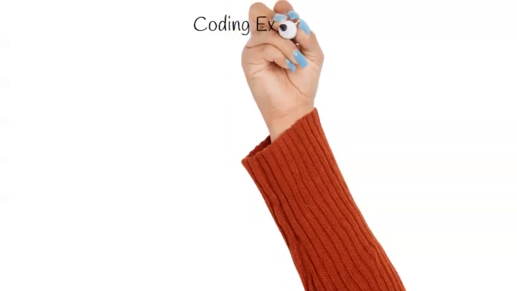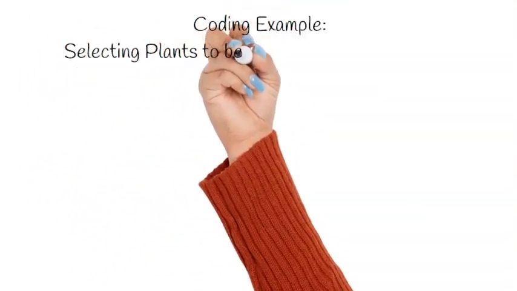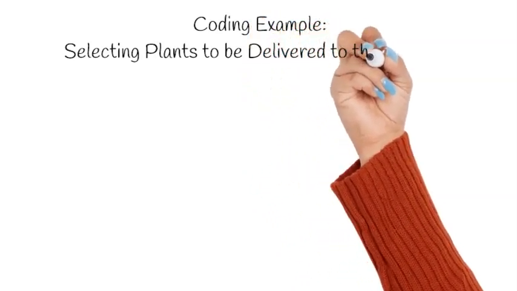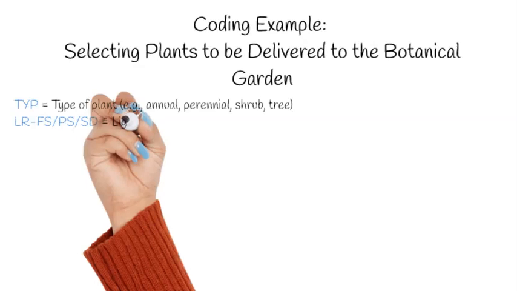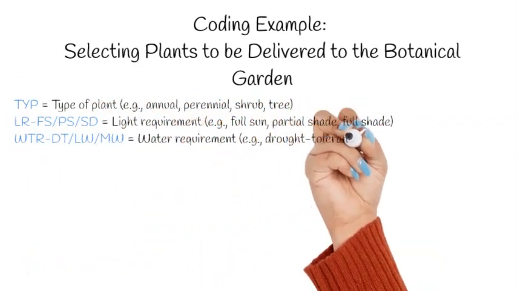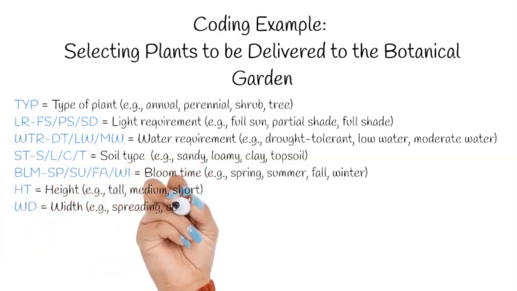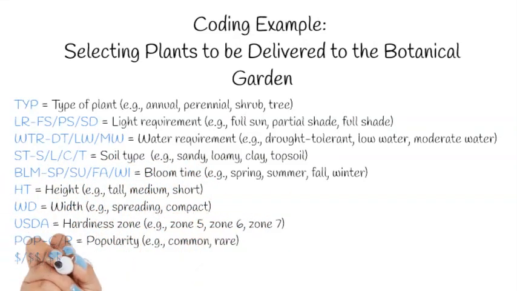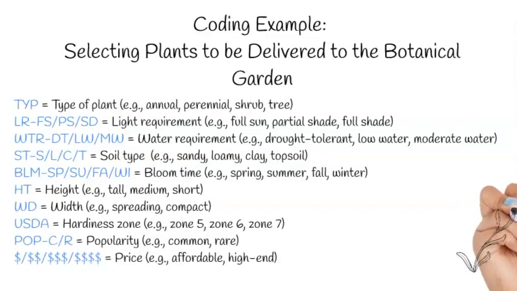Here's an example of a coding scheme. This one is selecting plants to be delivered to the botanical garden. In this scenario, the task is to select plants for delivery to the botanical garden. A researcher can use the codes on the screen to categorize and analyze the data. Researchers can use these codes in the following ways.